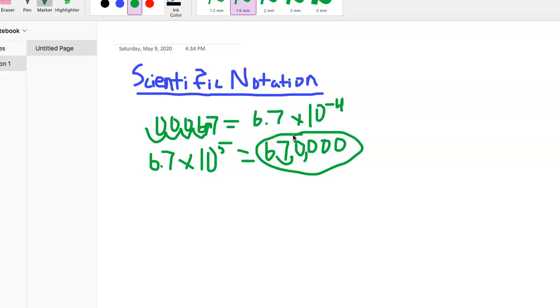All I did is start in between the 6 and the 7, and then go 5 spots to the right. The first one was just the 7, the other 4 were the zeros, and then I put the comma where it was supposed to be, and we got 670,000.